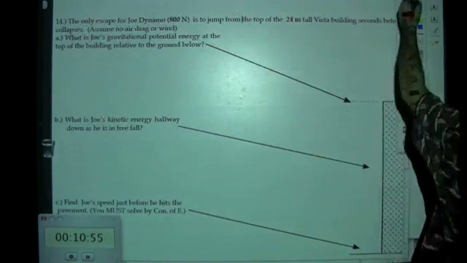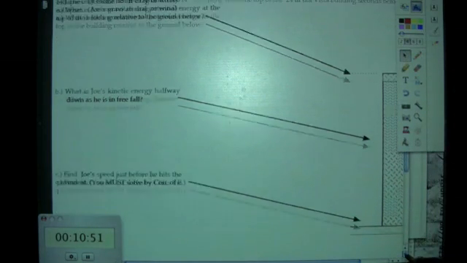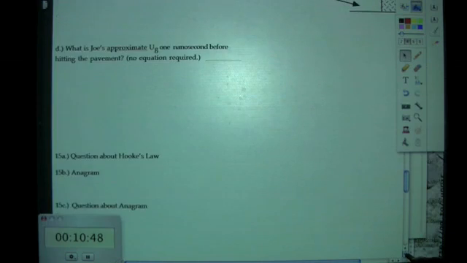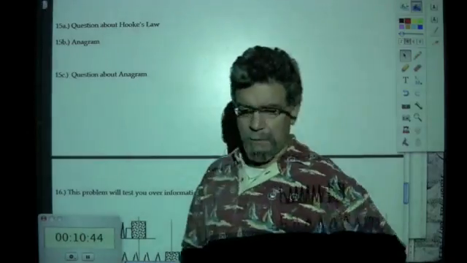Okay, let's go see what else we got. Oh, okay, these are questions about Hooke's law and the anagram. We've been talking about this.